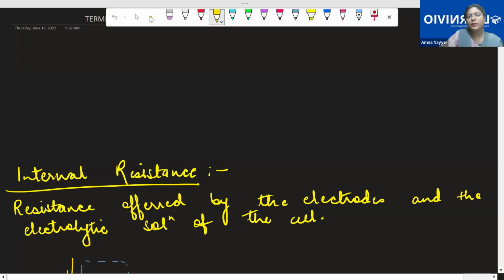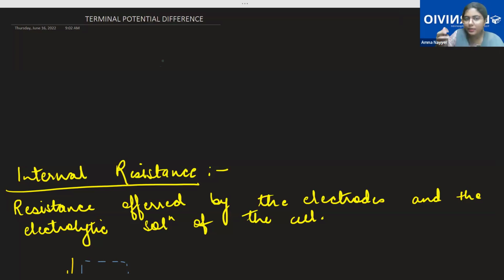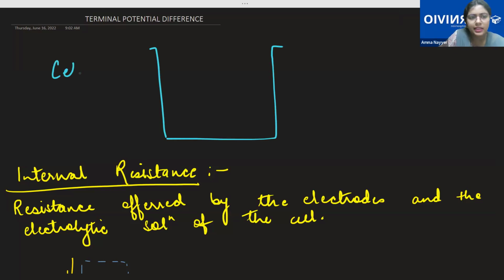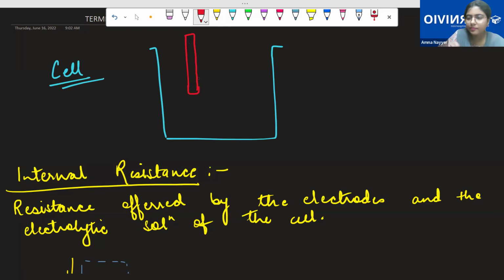Okay, see, Sabrina, now coming to the concept of internal resistance. If we elaborate a battery, so let's say this is the internal part of the battery, basically the cell is there. So in a cell, what all things are present? Two electrodes are actually present and they are dipped in the electrolytic solution.